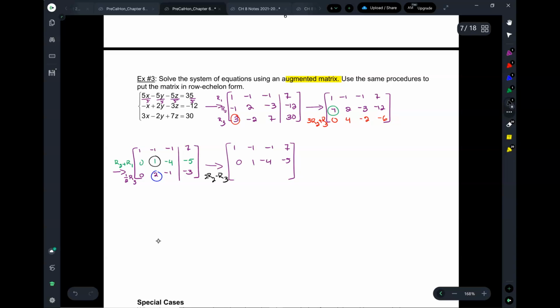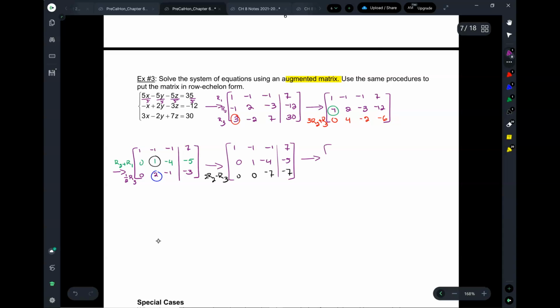So 0, 0. 2 row 2, that's negative 8, minus that one is negative 7. 2 row 2, negative 10, minus that one is also negative 7. Wait, isn't it negative 4? Because 2 times negative 4 is negative 8, minus negative 1. Oh, yeah. That's what gets you.